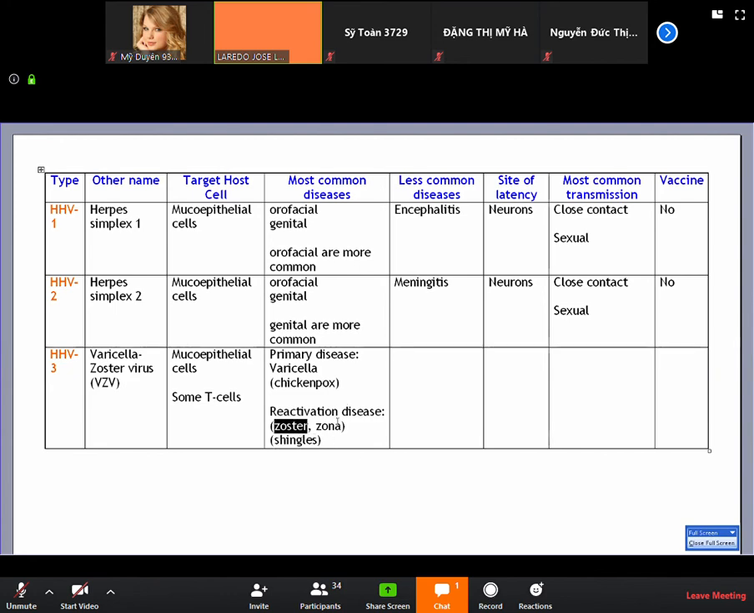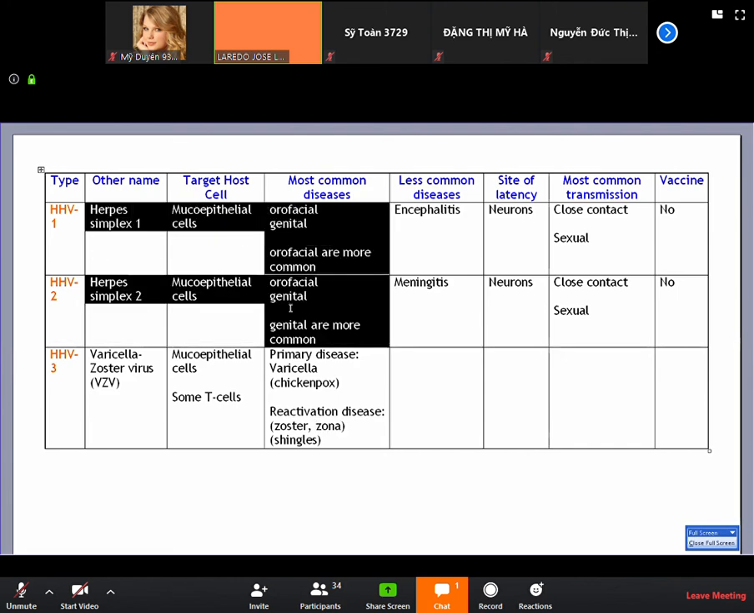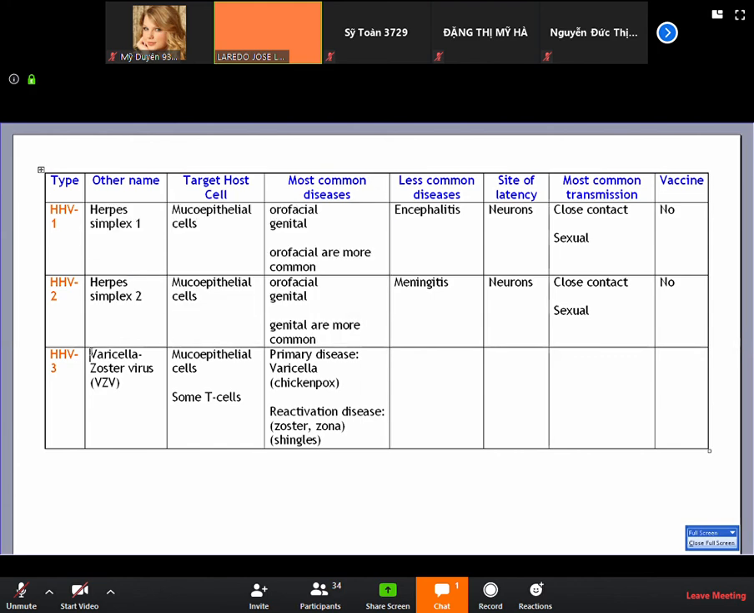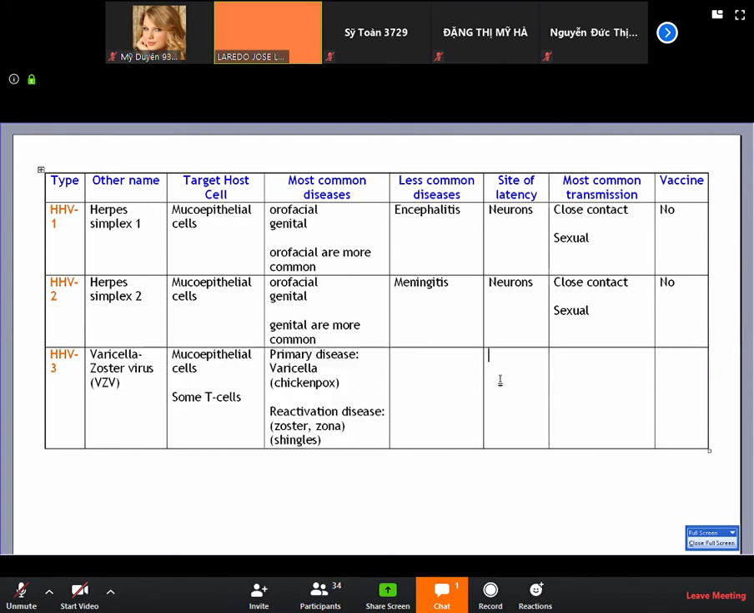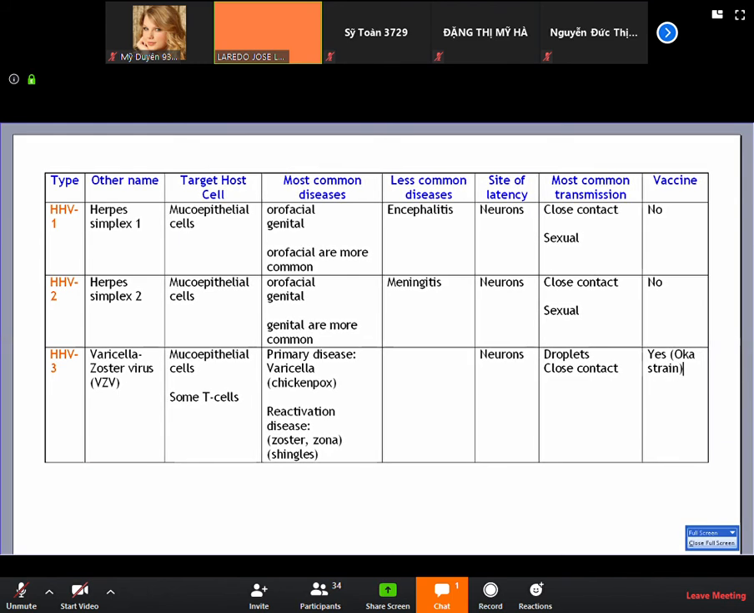So zoster or zona. So look, for herpes simplex viruses type 1 and type 2, the primary disease and the reactivation are the same. However, for varicella zoster virus, the primary disease and the reactivation are different. The site of latency is the same in neurons. And the most common transmission is through droplets, so respiratory route, but also through close contact. And for this virus, we have a vaccine. The vaccine is the Oka strain, is the name.